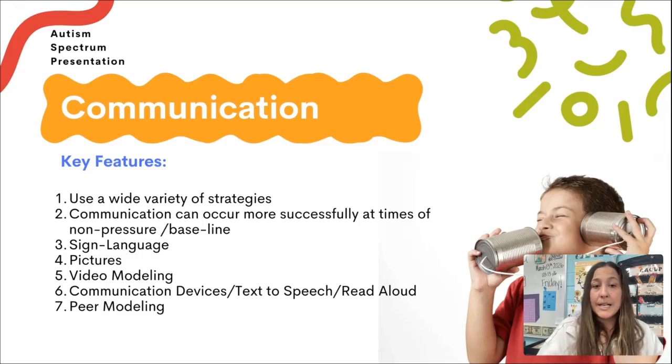Communication, I said we were going to dive into this more. Definitely a wide variety of strategies, from sign language to pictures to videos to using communication devices, letting them do text to speech, having read alouds provided for them, using peer modeling. I love peer modeling. I think it's wonderful, especially if you have a student with autism that latches on to another student in your classroom and having them model the behavior for them.